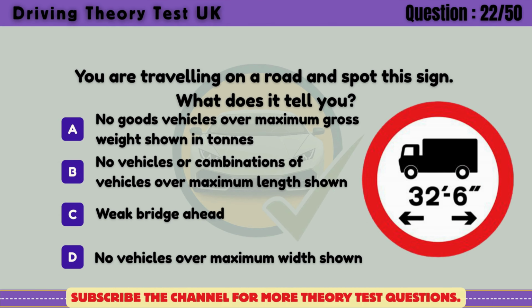Question 22. You are traveling on a road and spot this sign. What does it tell you? Option A. No goods vehicles over maximum gross weight shown in tons. B. No vehicles or combinations of vehicles over maximum length shown. C. Weak bridge ahead. D. No vehicles over maximum width shown.